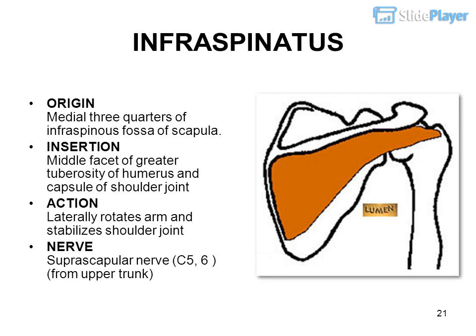Infraspinatus. Origin: medial 3/4 of infraspinous fossa of scapula. Insertion: middle facet of greater tuberosity of humerus and capsule of shoulder joint. Action: laterally rotates the arm and stabilizes the shoulder joint. Nerve: suprascapular nerve, C5, 6, from upper trunk.